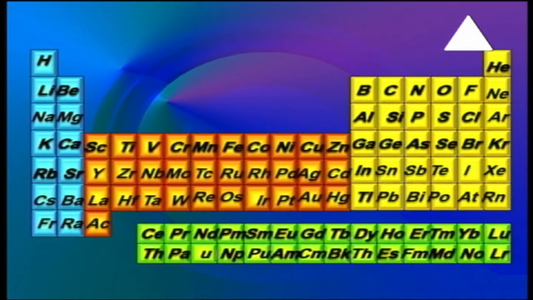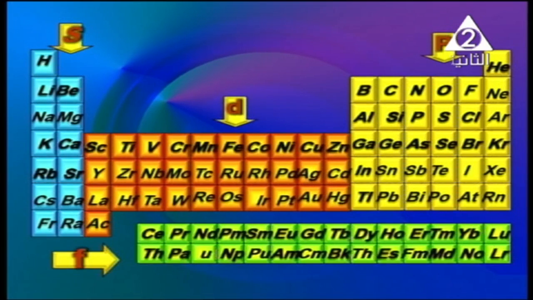As shown on the screen, these are the elements of s block on the left side, and on the right side the elements that end by the p sublevel, and in the middle the elements that end by the d sublevel in their electronic configuration, and below the table the elements whose electronic configuration ends by filling the f sublevel.